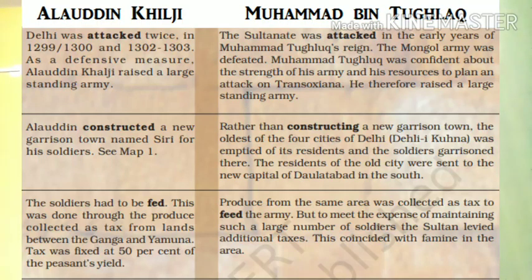Under Muhammad bin Tughlaq, the taxes were collected from the same area to feed the army, but also additional taxes were levied. Additional taxes were issued upon the people, which actually coincided with an ongoing famine. So people were already suffering from the famine, and other than that, additional taxes were levied. So there was additional suffering for the people under Muhammad bin Tughlaq.